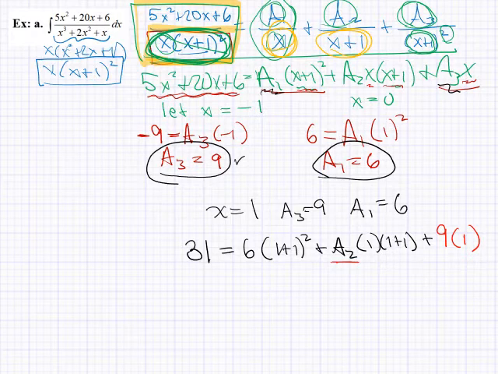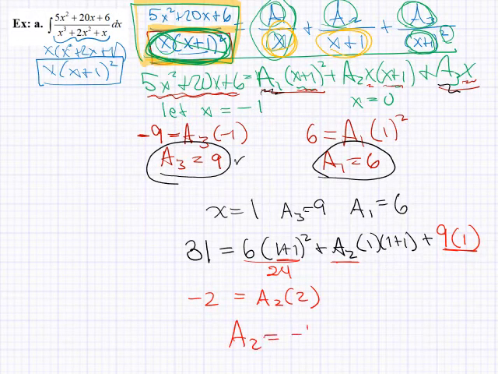So what are we going to get here? This is 2 squared is 4, 4 times 6 is 24, this is 9, so 24 and 9 is 33, subtract it, we're going to get minus 2 equals a2 times 2, so a2 equals negative 1.